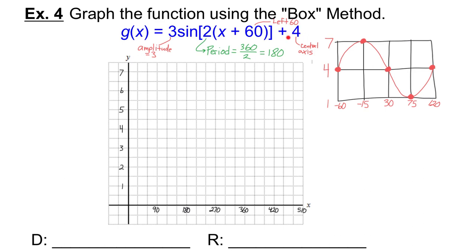The central axis is 4. The amplitude is 3. So from my central axis, I'm going to go up 3 and down 3. That gives me my maximum value of 7 and my minimum value of 1.